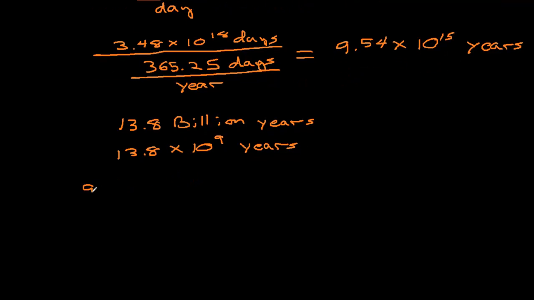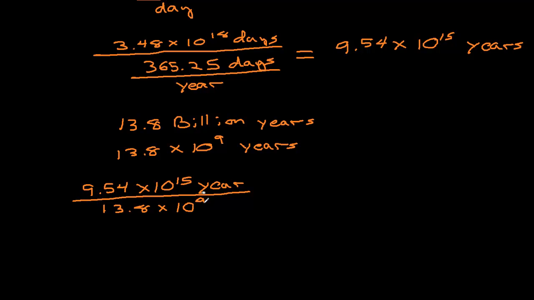But if we take 9.54 times 10 to the 15th years, divided by the 13.8 times 10 to the 9th years there are in the age of the universe, what we come up with is finally a number we can start to get a sense of what it means: 691,168 ages of the universe. Well, we can conceive of what $691,000 is and what we might be able to do with that amount of money.